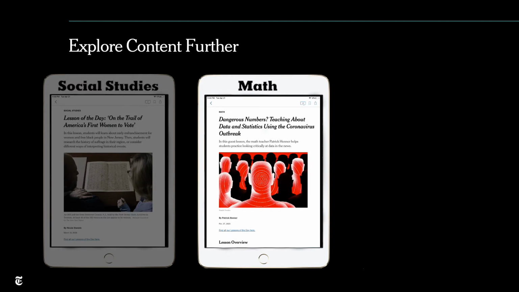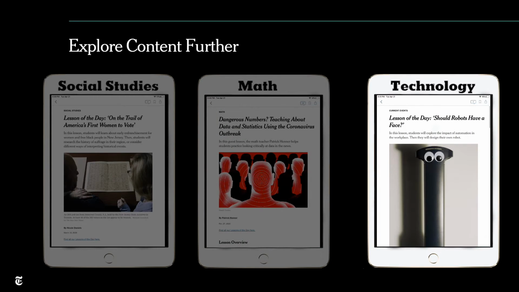In this guest math lesson, students were given different strategies for understanding and also thinking critically about how numbers are reported around the coronavirus pandemic, particularly as it relates to death rates and the number of cases. And then in this technology lesson that I think Ross had mentioned earlier, students first are looking at robots and automation in the workplace, and then they're asked to either react to the article and share their opinion in writing or design their own robot.